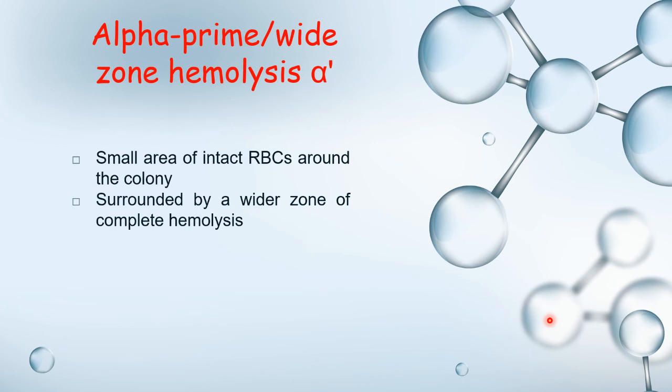Okay. Next, we have a type of hemolytic pattern. You have your alpha prime. Alpha prime naman is a small area. Meron siyang small area of intact RBCs around the colony surrounded by a wider zone of complete hemolysis. So, meron siyang parang fish eye. Ito, tignan niyo yung cursor, this one. So, parang ganyan siya. Yung colony nasa gitna, may RBCs around, small area lang. And then, a greater wide area na complete yung hemolysis. May picture ata dito. Later on.